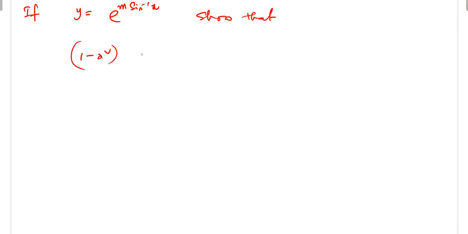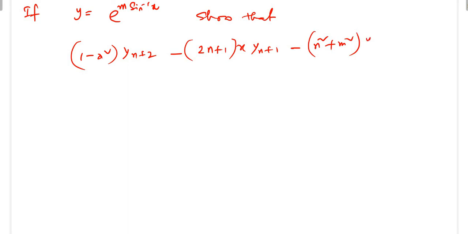If y equal to e to the power m sine inverse x, show that 1 minus x square into yn plus 2 minus 2n plus 1 into x yn plus 1 minus n square plus m square into yn equal to 0.